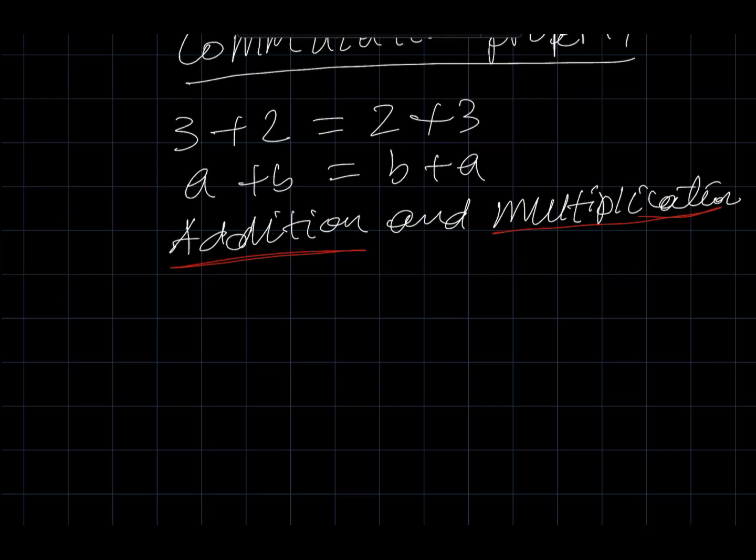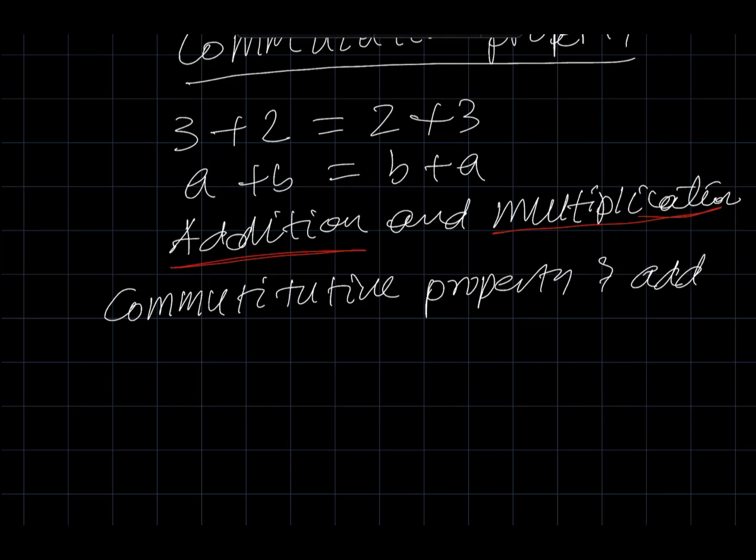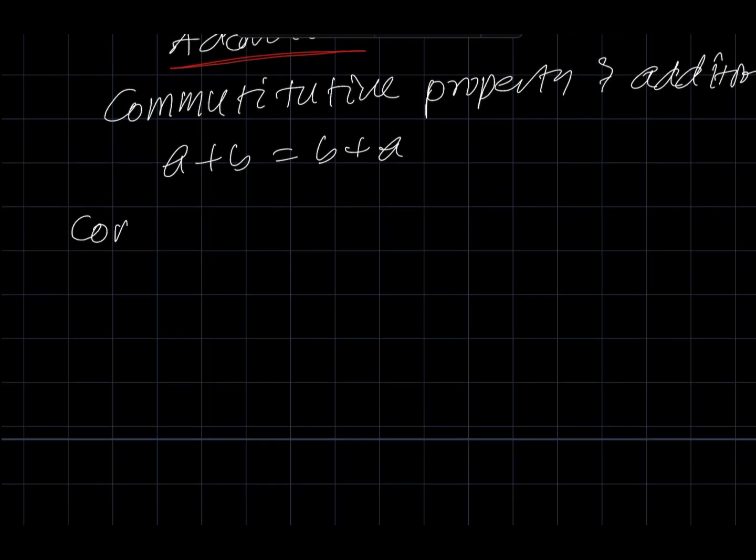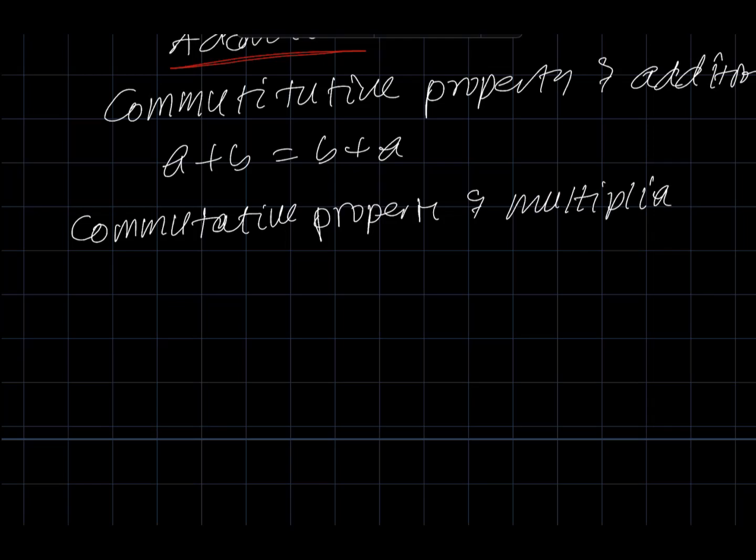So if I want to represent the commutative property of addition, I can write a + b is equal to b + a, and the commutative property of multiplication is a × b is equal to b × a. Nothing fancy, that's all.